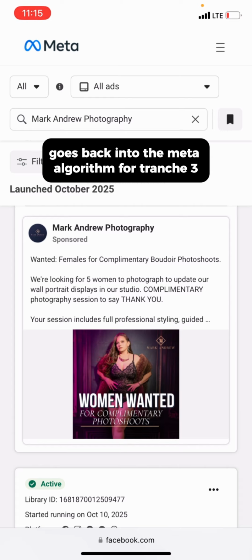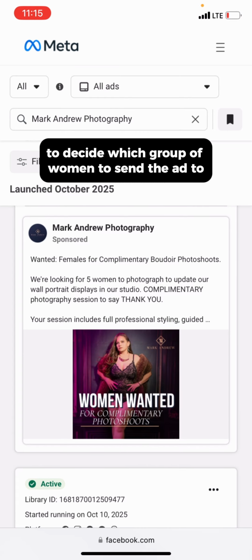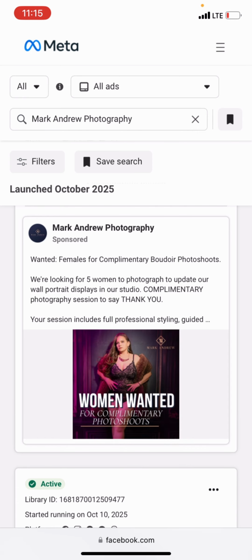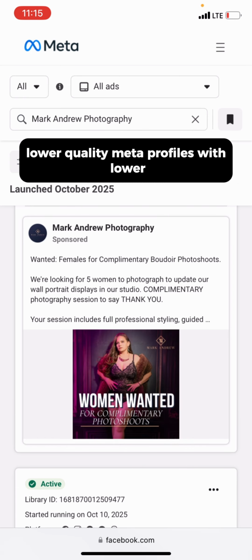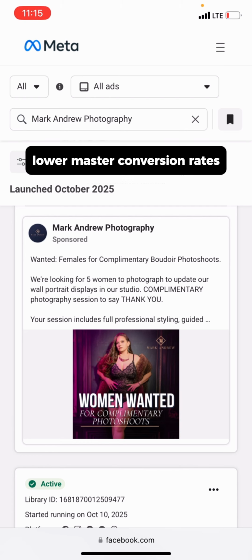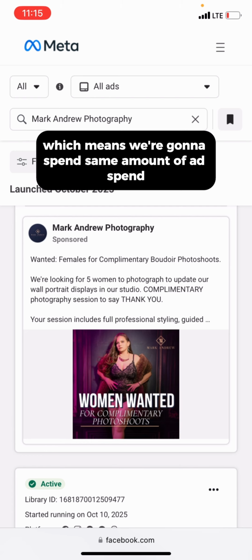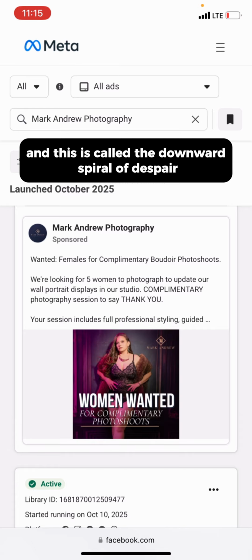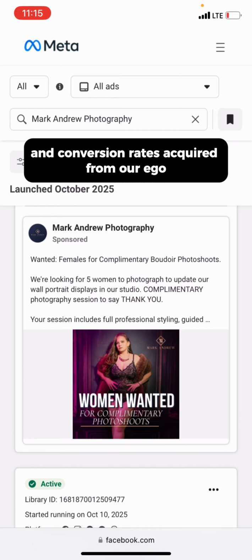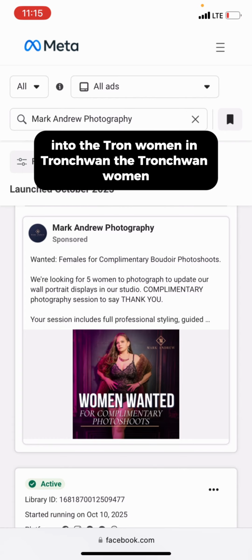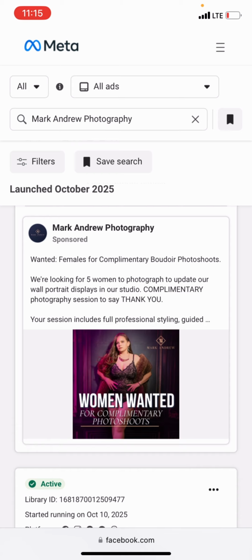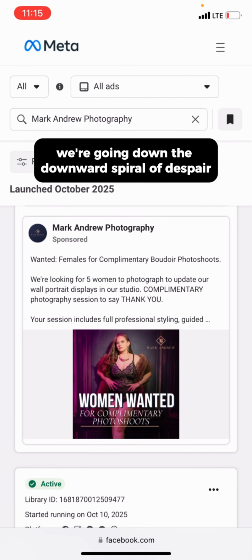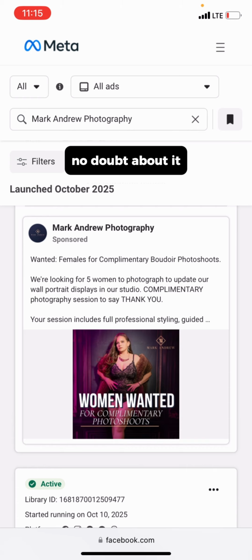into the Meta ad algorithm for tranche three to decide which group of women to send the ad to. And they're usually even lower quality Meta profiles with lower master conversion rates, which means we spend the same amount of ad spend but get lower results. This is called the downward spiral of despair, and it all results from the initial metrics, data and conversion rates acquired from our ad going to the women in tranche one. So if we make any mistakes, we're going down the downward spiral of despair, no doubt about it.